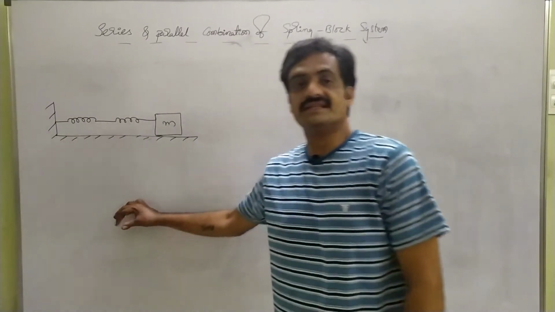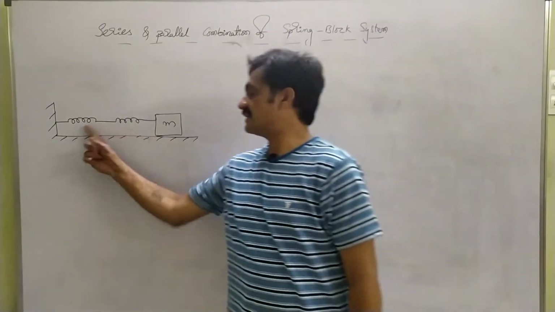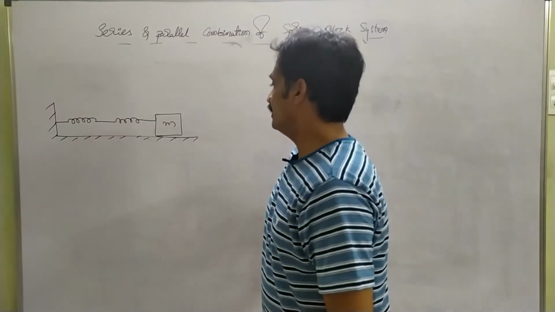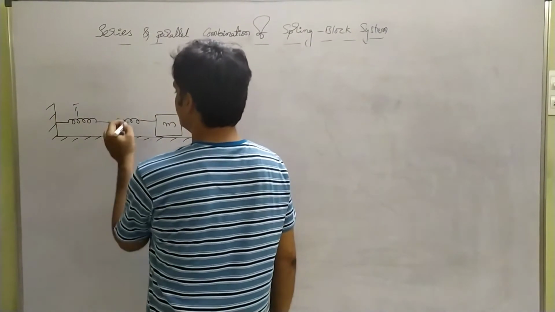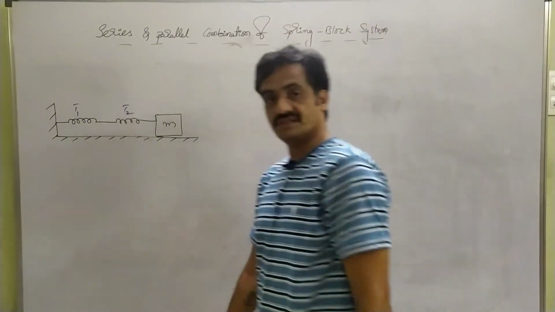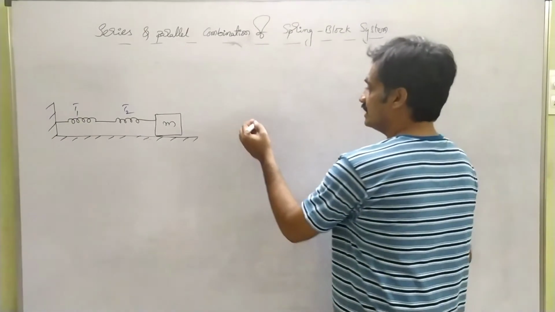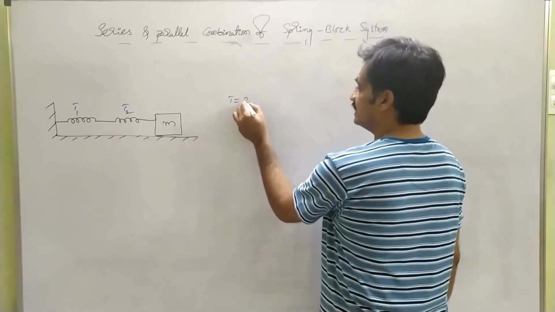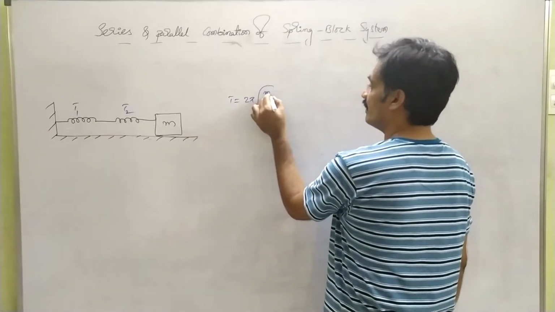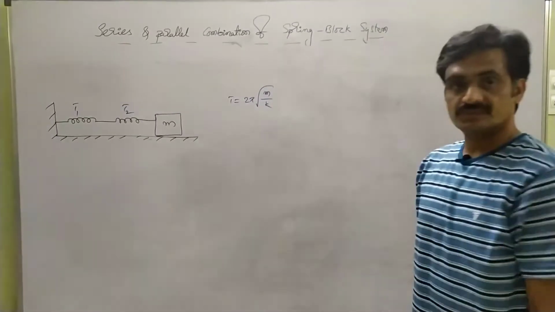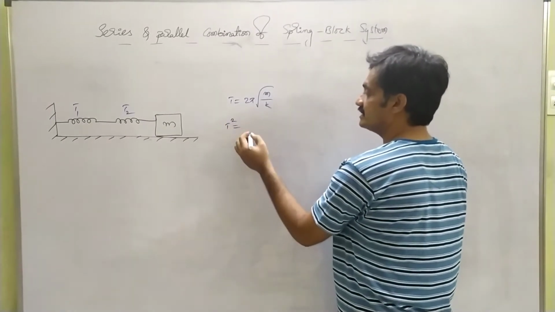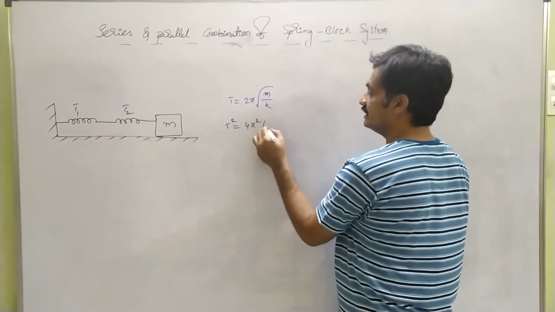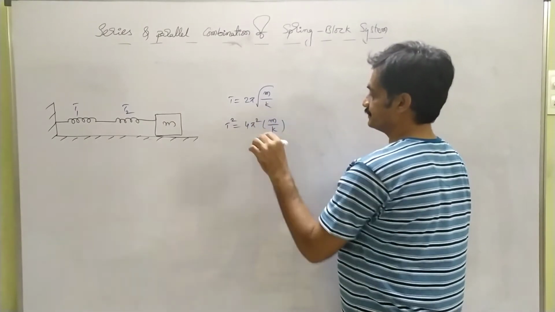Let us represent the time period equation in terms of the spring constants k1 and k2. Observe that the time period for the first spring is represented as t1 and the time period for the second spring is represented as t2. Here we know that the time period is given as T equals 2 pi into under root of m by k. It is a common equation. As we square this equation, we have T square equals 4 pi square into m by k.